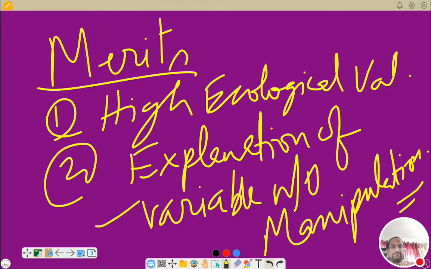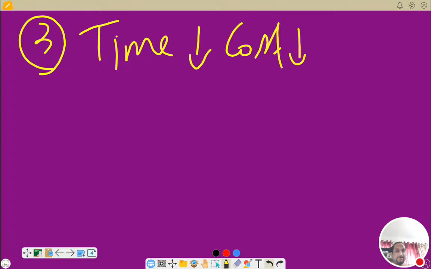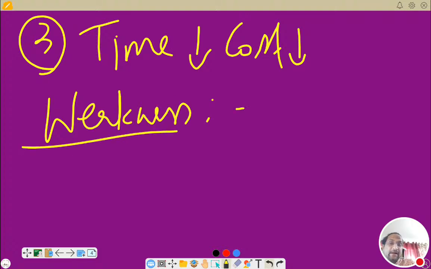The variables can be explained without even manipulating them. The IV manipulation is not possible, but they can be explained really well in the descriptive type of research. And as we have seen, time involvement and cost involvement both are less, unlike the experimental design, where the time and cost involvement both are really high. Here the time and cost involvement is very, very less. Now there are certain weaknesses as well. As we have seen, the ecological validity is high, but internal validity is really less.